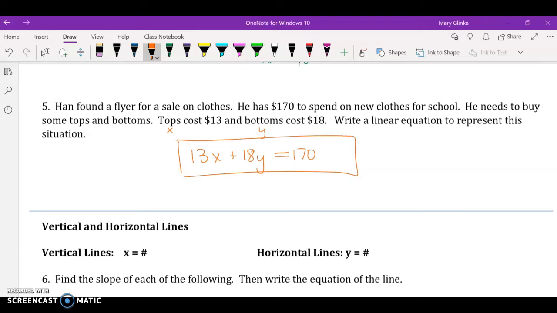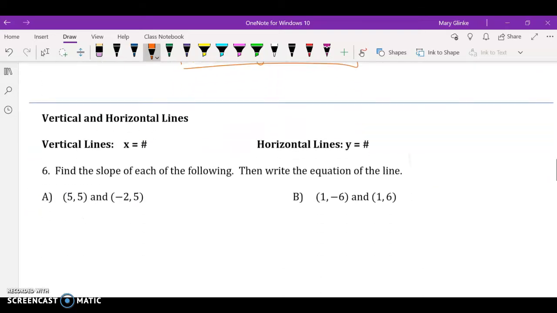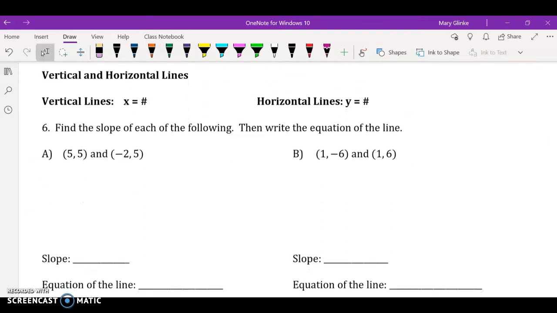Okay, so with equations of lines, we've talked about all of the different types of lines, vertical, horizontal, and also ones that have positive slope and negative slope. What we haven't done is we haven't dove in to actually coming up with equations of vertical and horizontal lines.